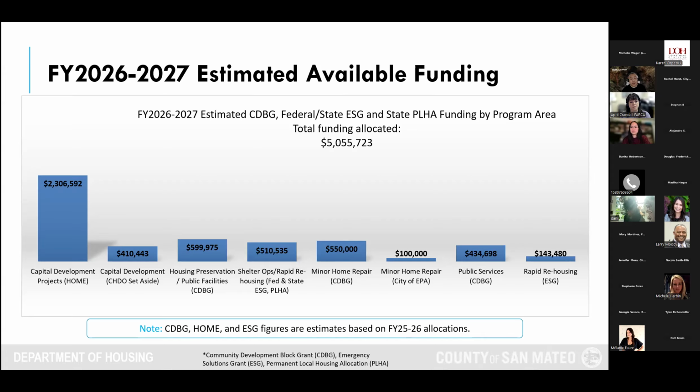For housing preservation and public facilities, $599,975. For shelter operations and rapid rehousing, $510,535. For minor home repair, $550,000. For minor home repair specifically for the City of East Palo Alto in this collaboration, $100,000. For public services, $434,698. And lastly, for rapid rehousing, specifically with ESG, $143,480. These are all based off our previous allocations in fiscal year 25-26.